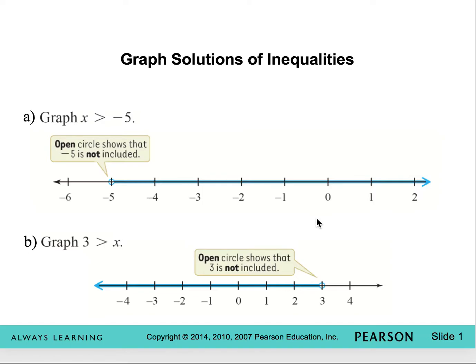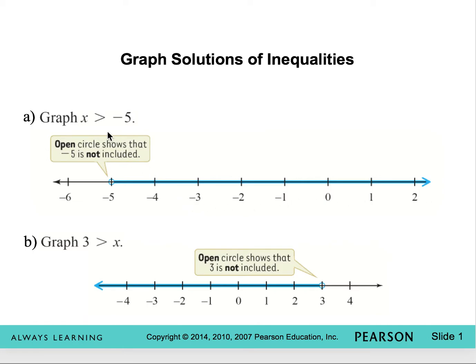Okay, we're going to wrap up chapter 10 here with inequalities and graphing their solutions. So here's a couple of examples. If we had x is greater than -5, we would draw an open circle to show that it's not greater than or equal to, and the way your inequality is pointing is the direction we're going to draw our arrow.